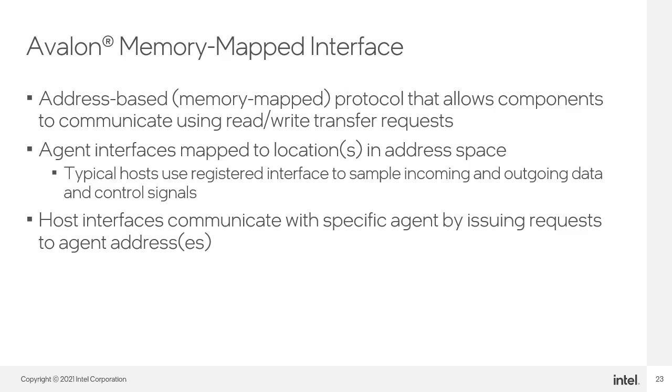Next, let's take a look at Avalon memory mapped interfaces. Memory mapped interfaces are used to connect one or more agent interfaces to a particular host interface. It is address-based, where the agent interfaces are mapped to address locations in a host's memory space, and the hosts initiate read and write transfers with those agents by issuing requests to those mapped addresses. A typical host uses a registered interface for this, issuing commands using control signals and sending and receiving data through separate data buses.